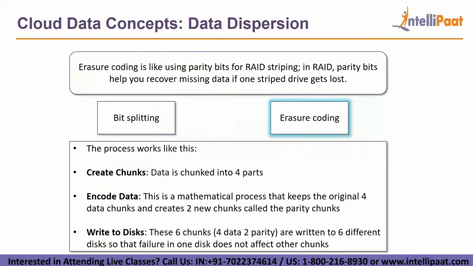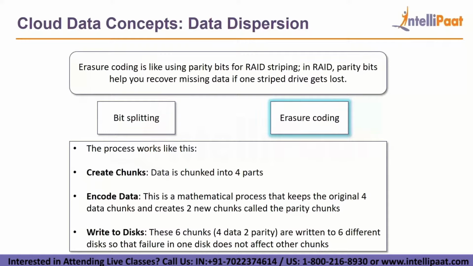Encoding the data is a mathematical process in which we keep the 4 chunked pieces that we have as they are, but we create parity bits out of them as well. Parity bits let us take a look at how many ones and zeros are there so that we can understand how the ones and zeros work. Then we write to the disks.